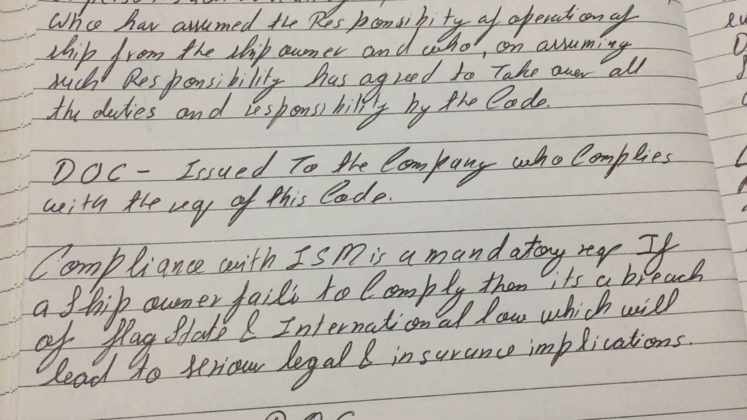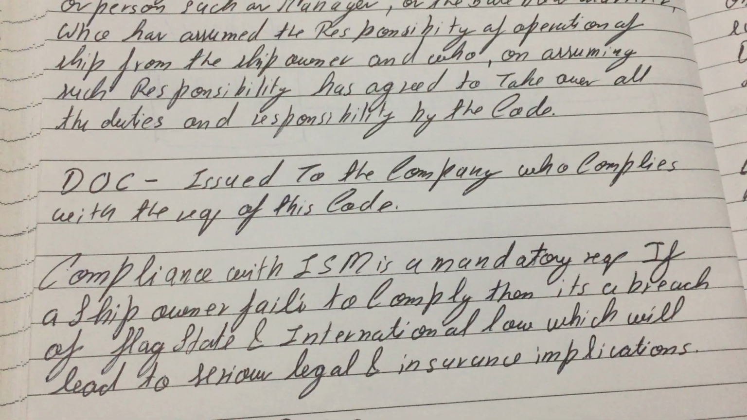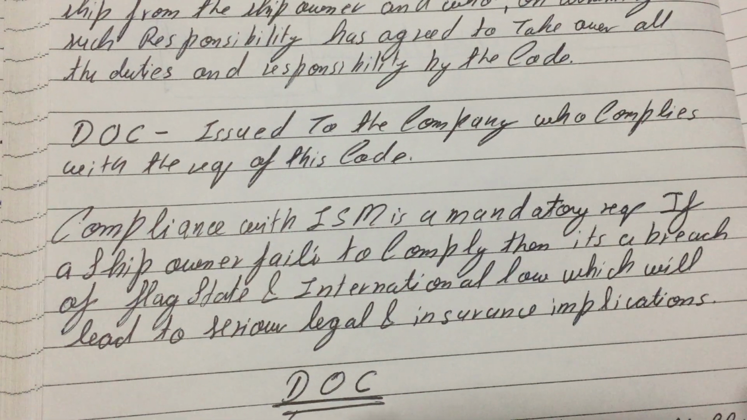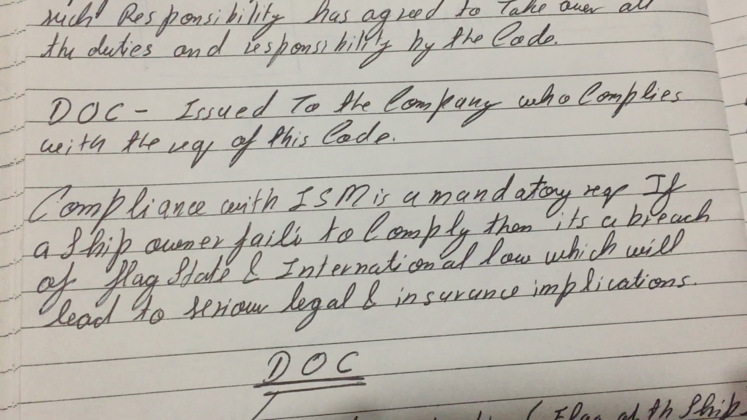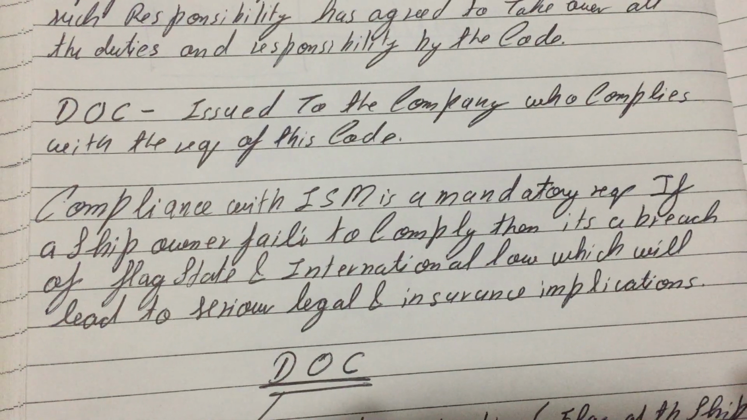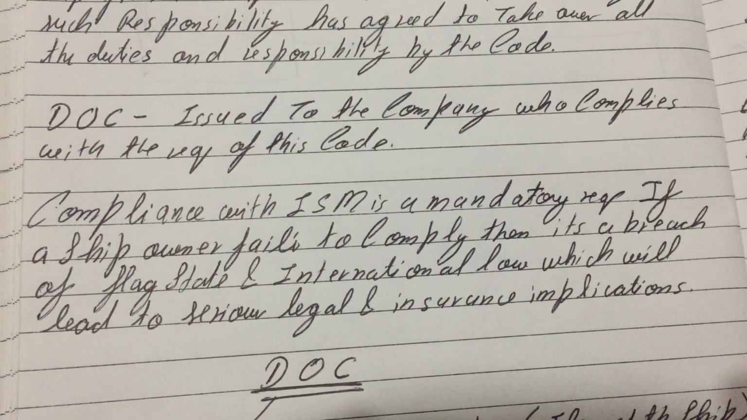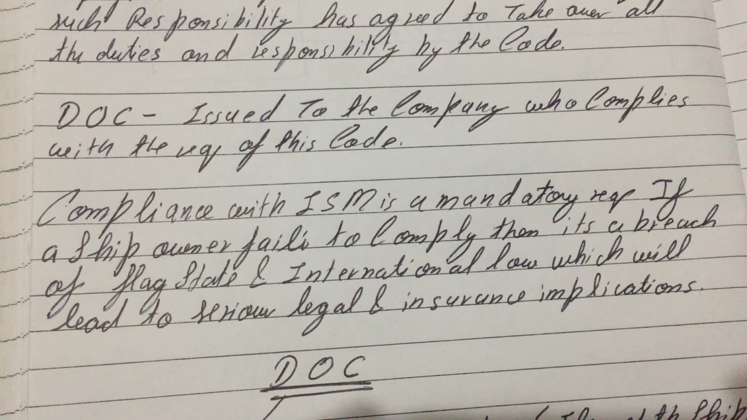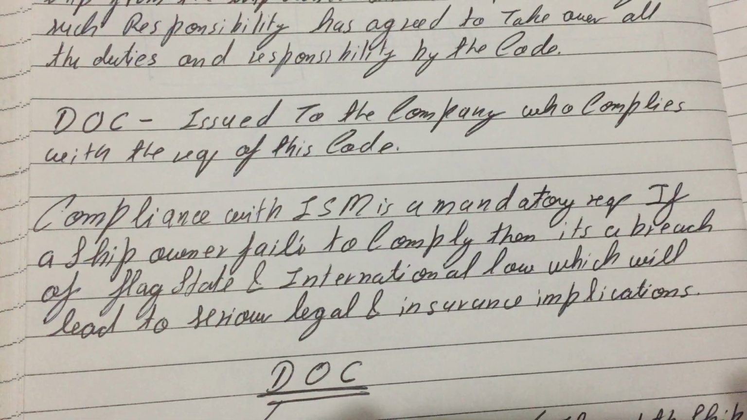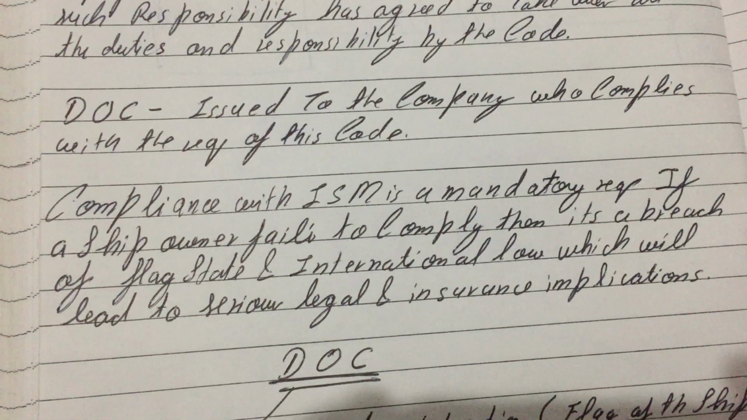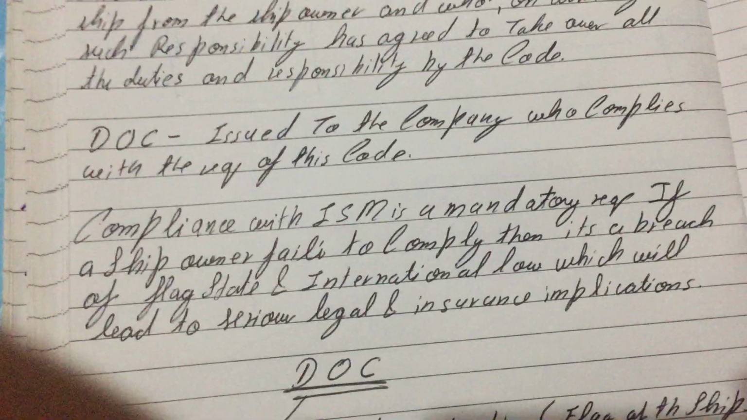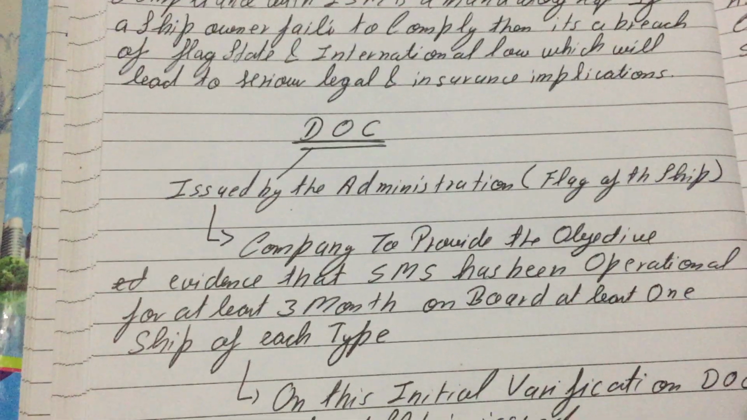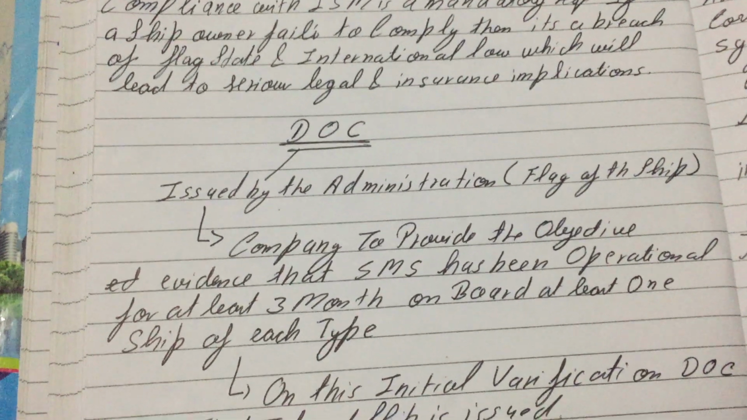Then what is DOC, the Document of Compliance? It is given to the company, not to the ship. DOC is issued to the company which complies with the requirements of this code. Complying with the ISM code is a mandatory requirement. If a ship owner fails to comply, it is a breach of flag state implementation and international law, which will lead to serious legal and insurance implications. So if you are not complying with ISM, there will be legal implications and your insurance will be subject to some change in price, some increment. That's how the ISM code is important for the ship owner on a commercial basis.